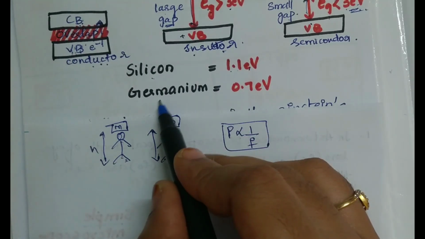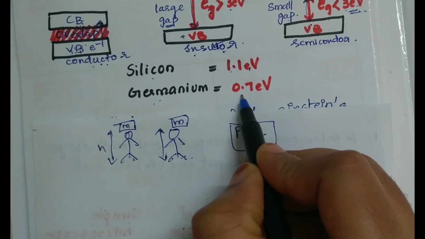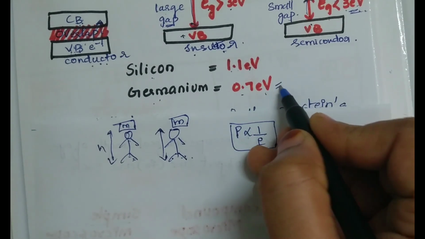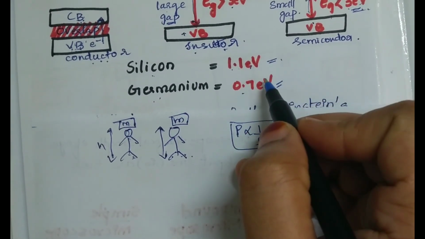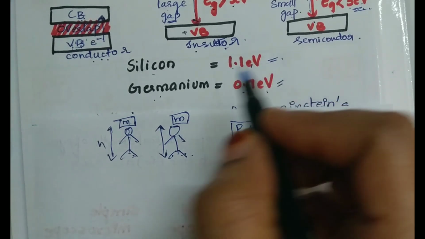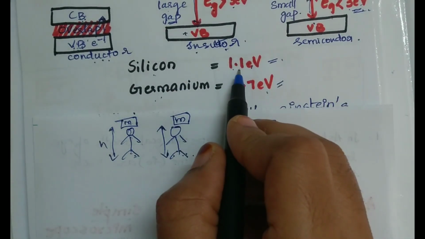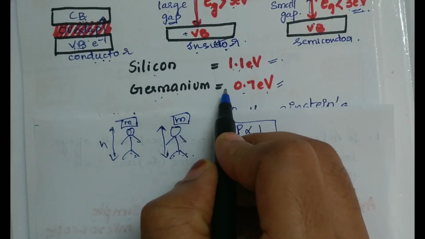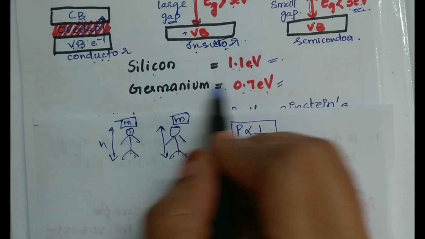For your knowledge, you need to note that silicon has an energy gap of 1.1 electron volt and germanium has 0.7 electron volt. This is also very important. They can ask you in the objective what the energy gap for silicon is and what the energy gap for germanium is. You need to remember it.